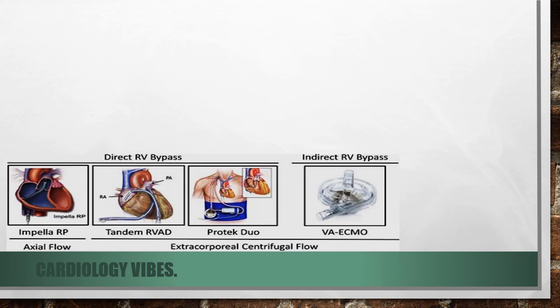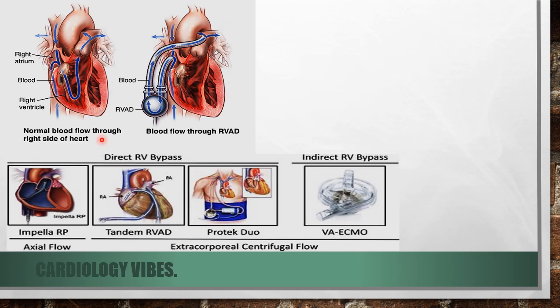So this is a diagram in which different types of right ventricular assist devices are shown. The indirect RV bypass is the VA ECMO, and the direct RV bypass systems can either be axial flow type or extracorporeal centrifugal flow devices. The axial flow device is the Impella RP, and the extracorporeal centrifugal flow devices are the TandemHeart RVAD and the Protek Duo.